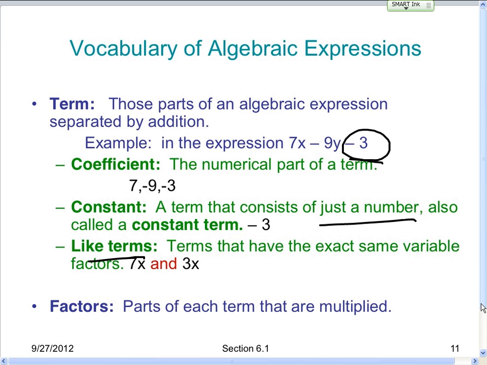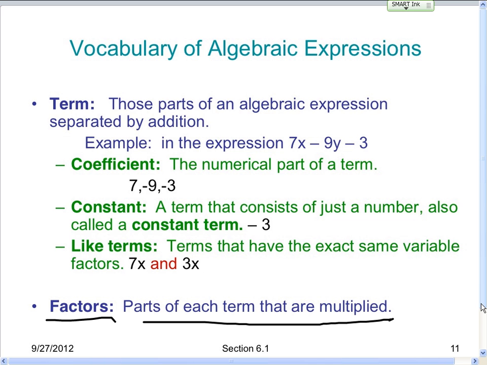Like terms have the same variable, the same exponent. So if I had 7x and 3x, those are like terms. On the other hand, if I had 7x squared and 3x, those are not like terms because they do not have the same variable. They don't have the same exponent. Factors, the parts of each term that are multiplied. When you multiply two things together, we call them factors.